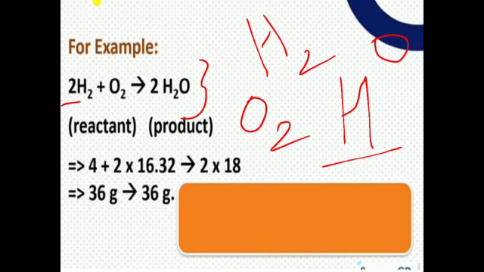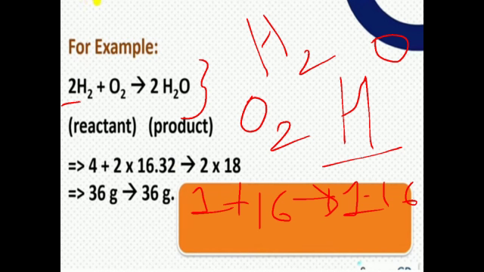The atomic mass of hydrogen is 1. Here I am writing plus oxygen atom. Two oxygen atoms are there. The atomic mass of oxygen is 16, but here two oxygen atoms are there. Then it gives us 2 H2O. One hydrogen atom has atomic mass 1, and the oxygen atom is 16.